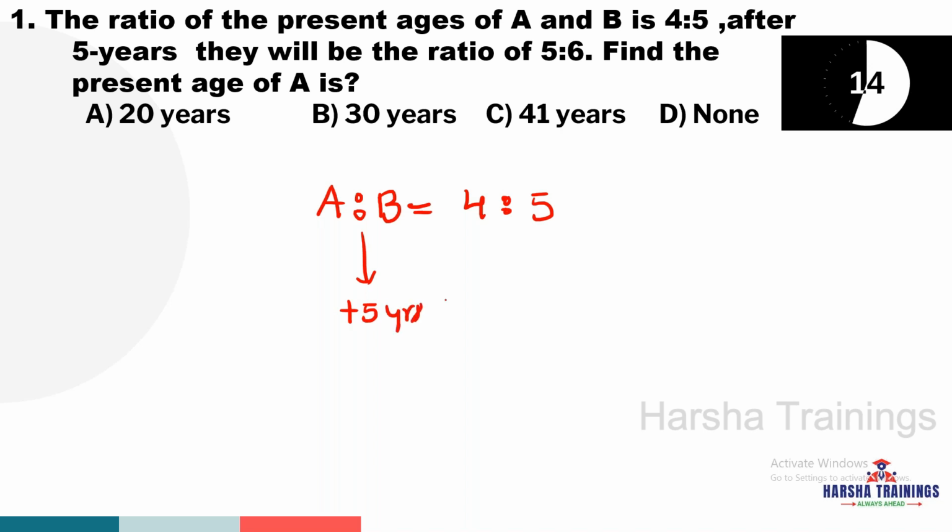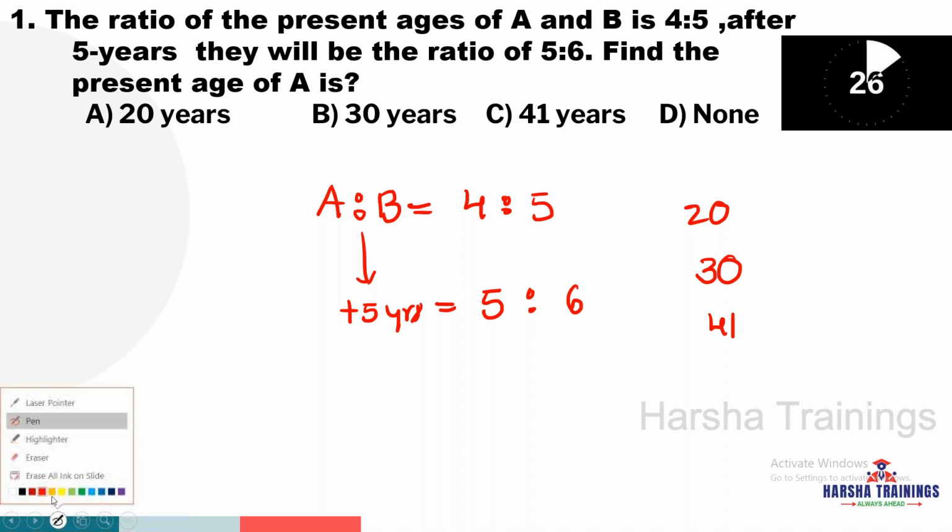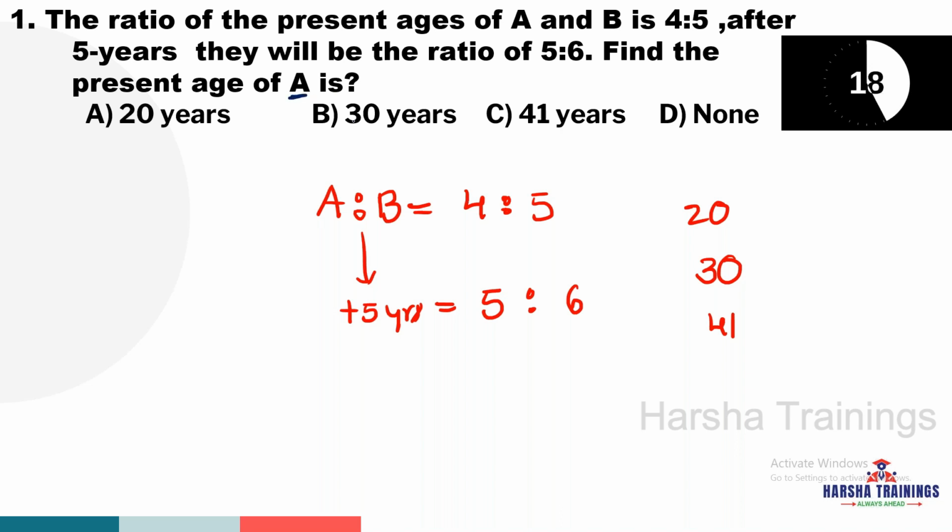So A is to B is equal to 4 is to 5, and after 5 years, after means plus, right? After 5 years the ratio is how much guys? 5 is to 6. So the first option is 20 years, the second option is 30 years, and the third option is 41 years. Now go through option verification guys here. Which option is the right answer? I think no need for pen and paper. So find out the present age of A.